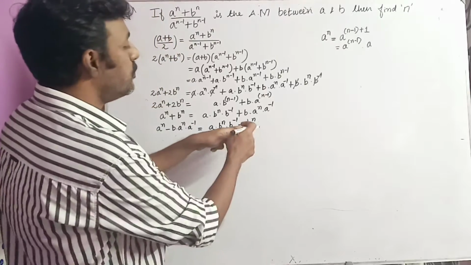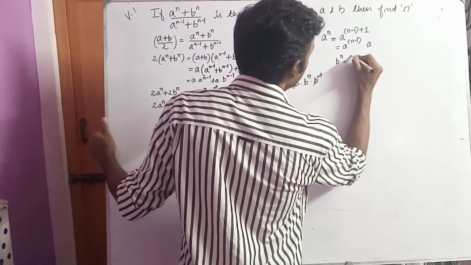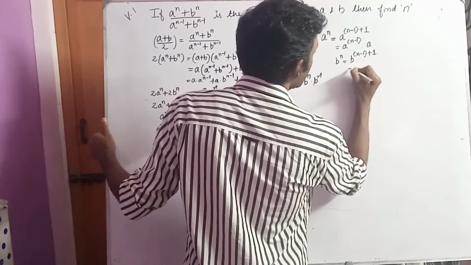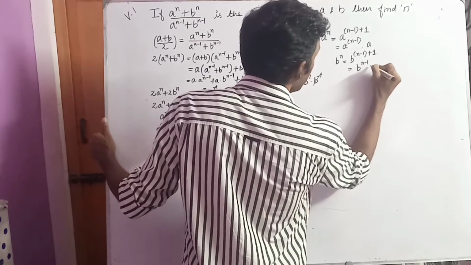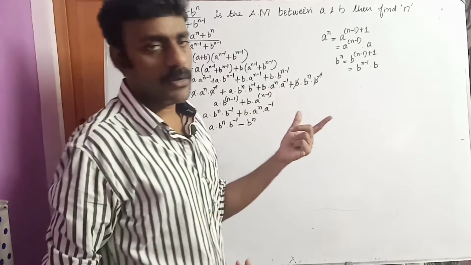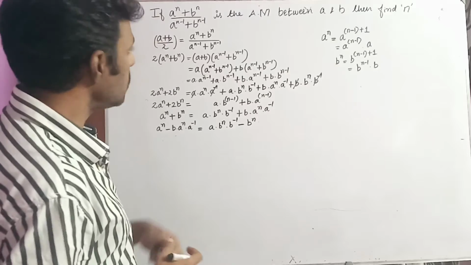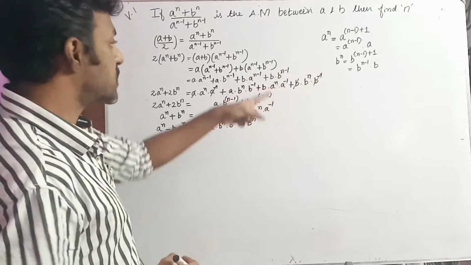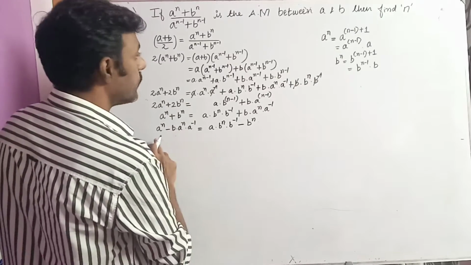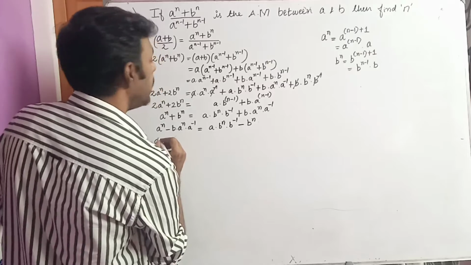So similarly, b to the power n can also be expressed as b to the power n minus 1 plus 1, which is nothing but b to the power n minus 1 into b. b to the power 1 is nothing but b. Anything raised to the power 1 will be the same number itself. So now I'm going to substitute these a to the power n and b to the power n values here. If I substitute, I'll be getting a to the power n is nothing but a to the power n minus 1 into a.